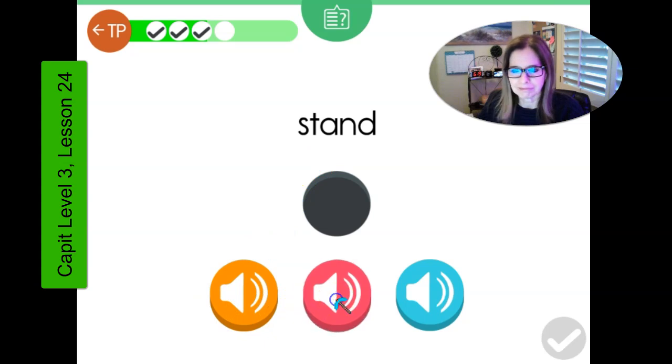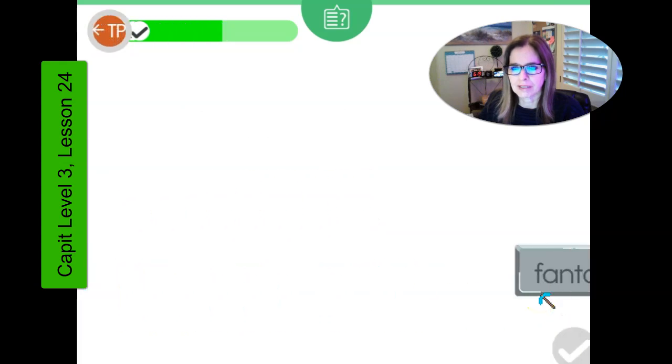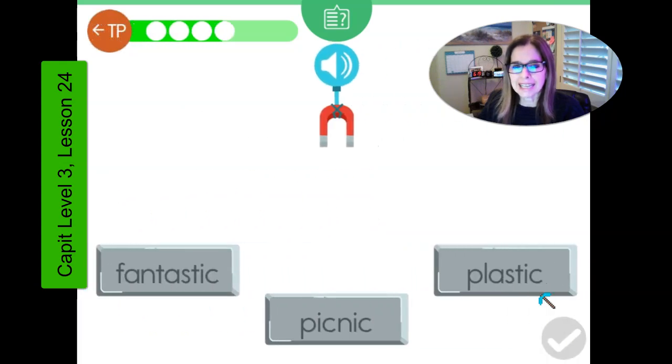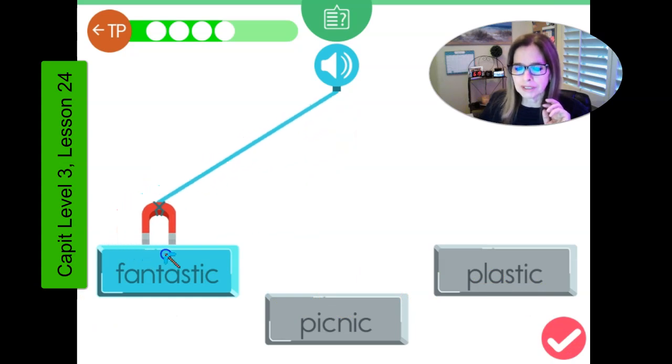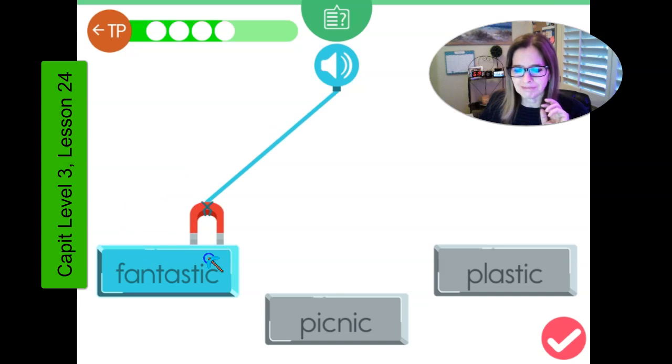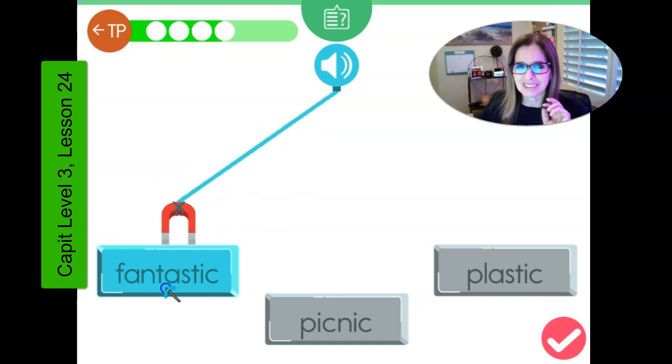Stand. Stand. Picnic. And now I'm going to use my magnet tool. Notice all of these words, if we were to ask our 2 questions, and we're not going to, we're just going to look for the word we were listening for. I want you to notice the vowels in these words. In this word, this is not it, but I want to show you. How many vowels do you see? 1, 2, 3. In this word, the word is fantastic. It's 3 syllables. Fantastic.